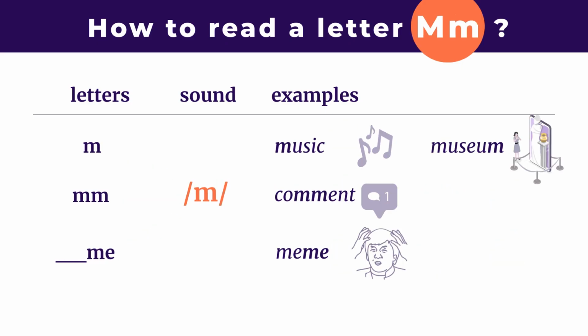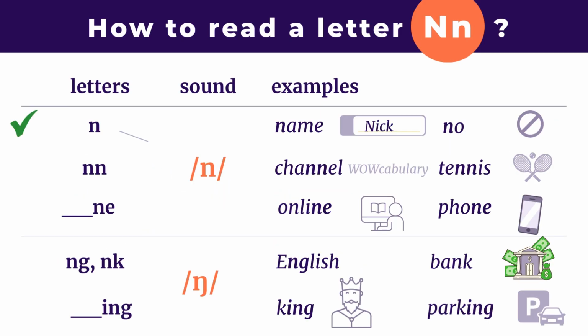How to read a letter M. M, two letters M, and ME at the end of a word make the M sound. Music, museum. Comment, meme. Read N, double N, and NE at the end of a word as N sound. Listen to the words. Name, no. Channel, tennis. Online, phone.